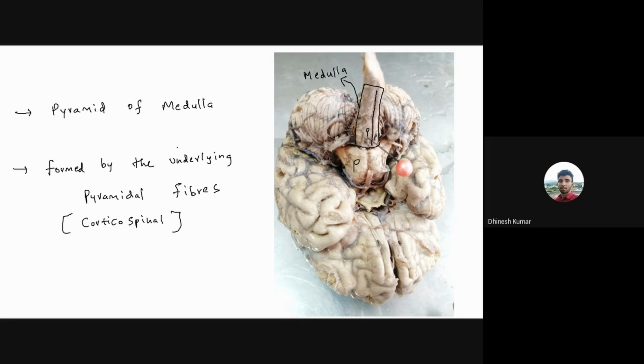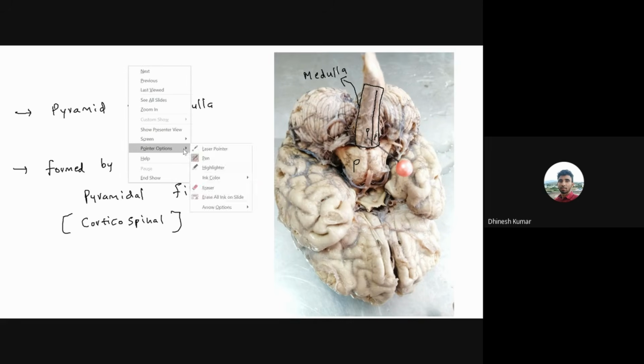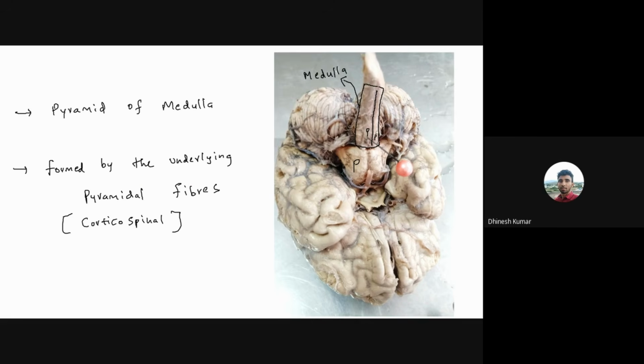Fine. And one more additional piece of information I want you to know. See, this is the lower part of the medulla where we have the pyramidal decussation. Pyramidal decussation means approximately 80% of corticospinal fibers cross the midline at the lower part of medulla. That crossing is called pyramidal decussation. Okay, fine.